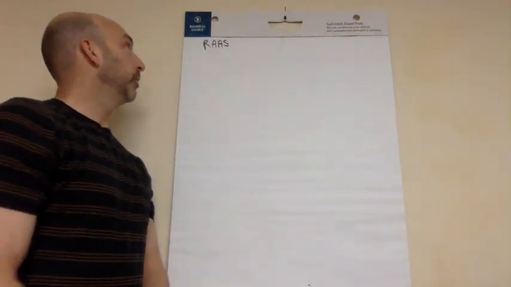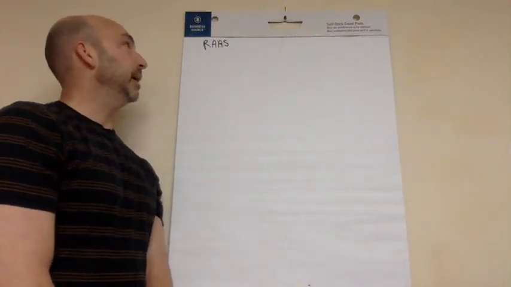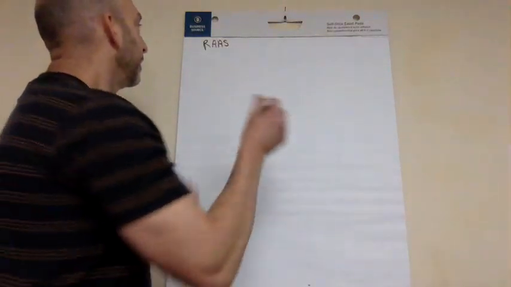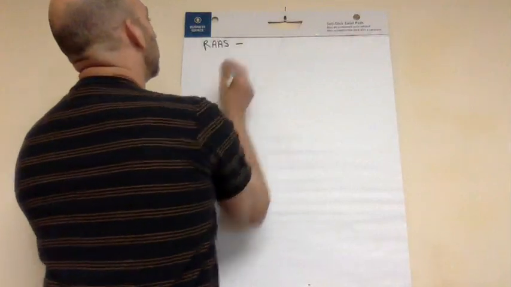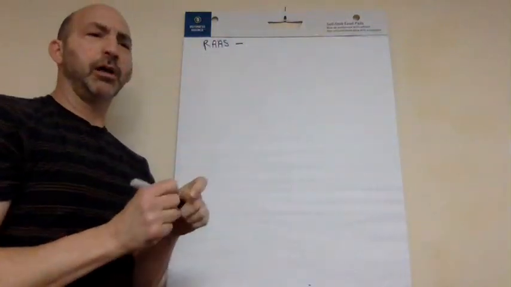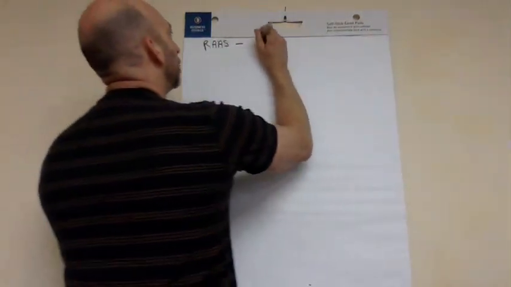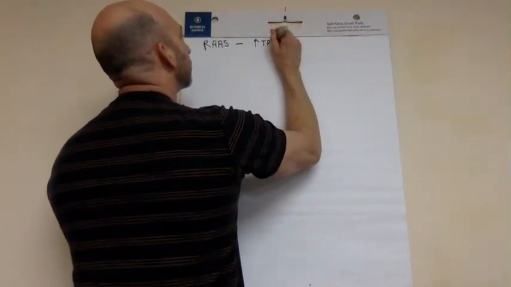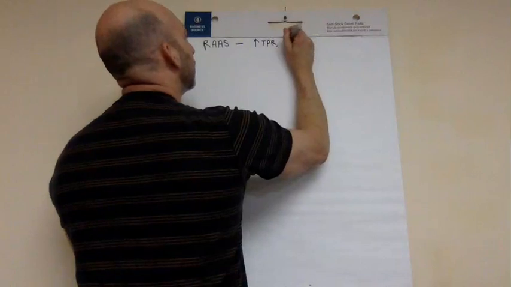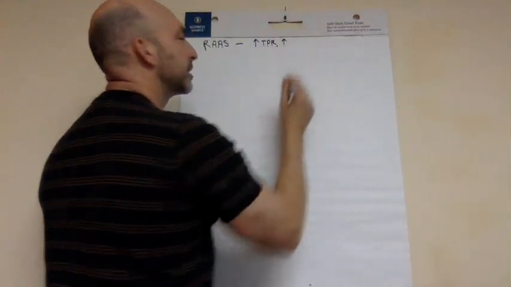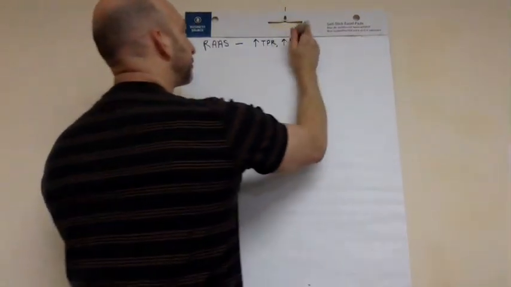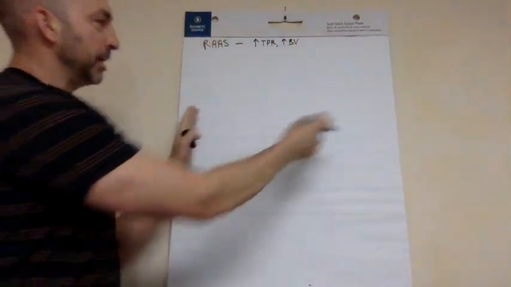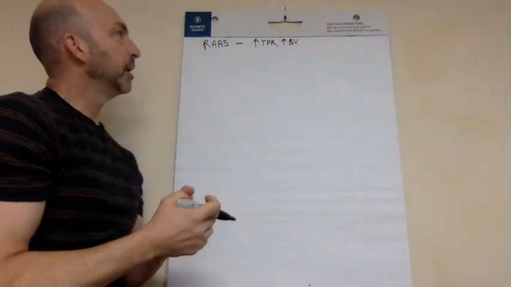Okay, so the overall renin-angiotensin-aldosterone system has as its overall effects an increase in total peripheral resistance and an increase in blood volume. Now, I'm squeezing this up at the top. I'm going to get some anatomy in here in a second.